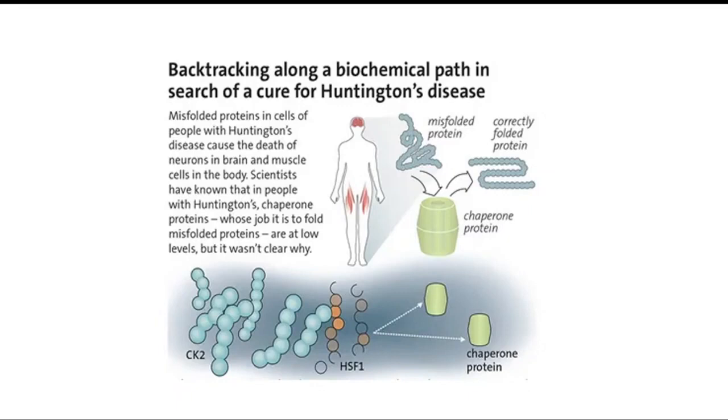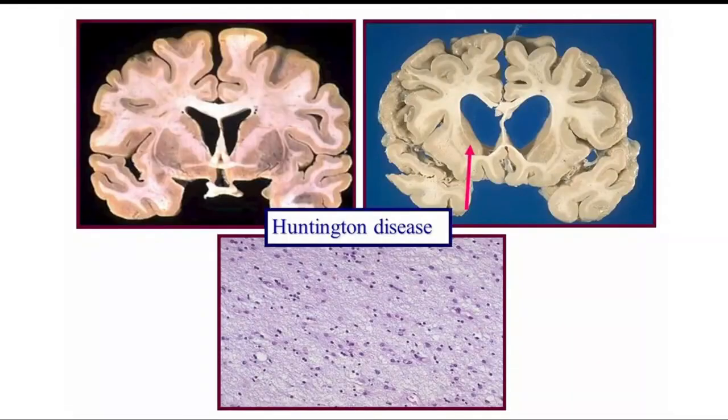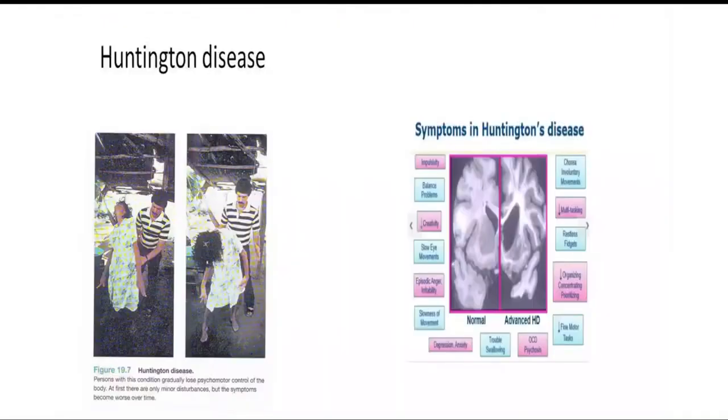This causes misfolded proteins, and they cause death of neurons in the brain and muscle cells in the body. Scientists have known that in people with Huntington's, chaperone proteins, whose job is to fold misfolded proteins, are at low levels, but it wasn't clear why. So, as a result of this mutation, the death of neurons happens in the brain.